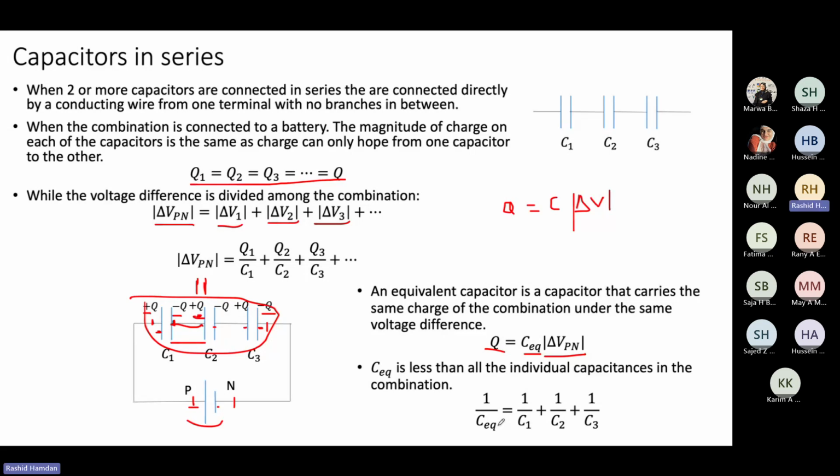And that makes sense because what we're doing is we're kind of increasing the distance between the plates. So it's as if we have one capacitor that has the combined distance between the plates of the three capacitors.